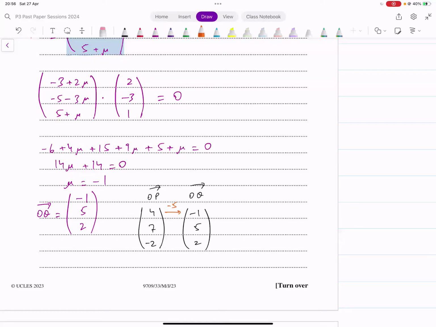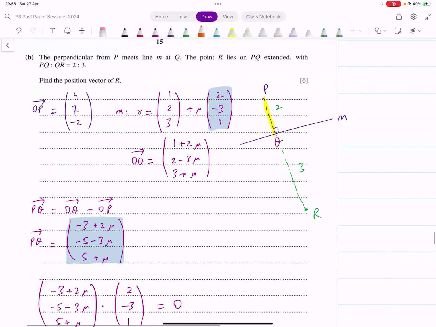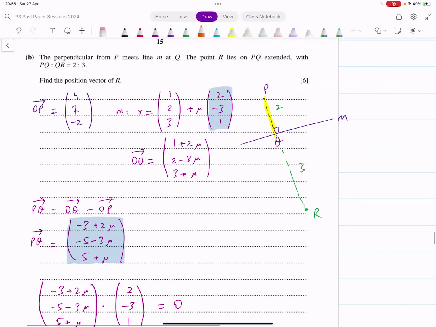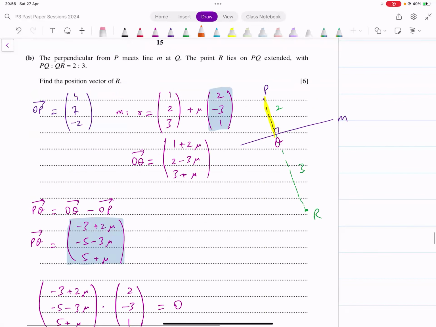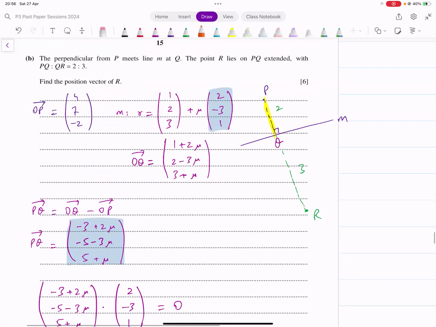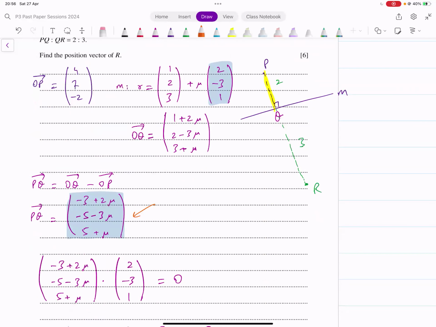Why would we put mu in PQ? If we put mu in PQ, that is going to be used for finding the length of PQ, but we don't need that. We want the position vector of R. We're looking for this point R. Putting mu in PQ and then finding the magnitude of that gives the distance of P from Q. That's not what we're looking for. We're looking for the position vector of point R. And that's this one.